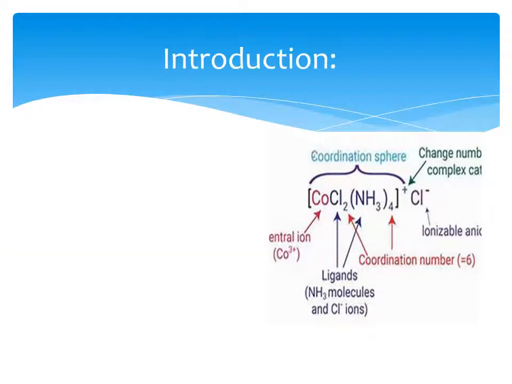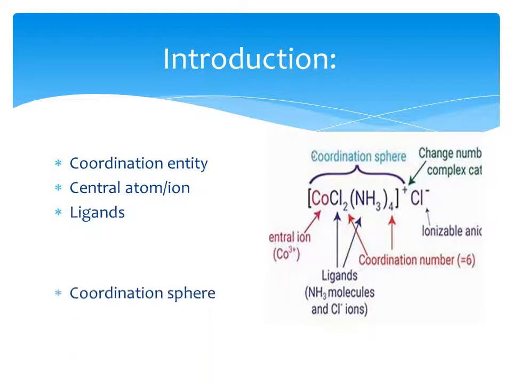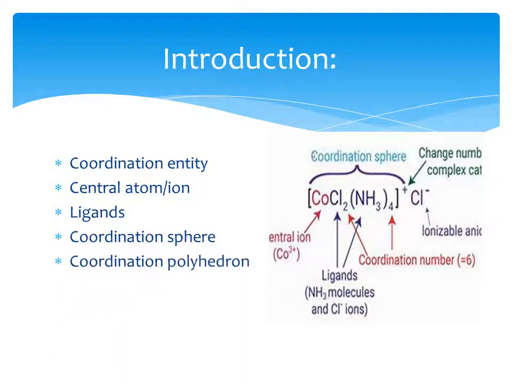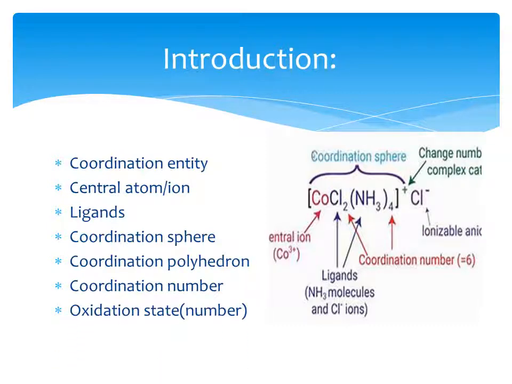In this we are going to learn what is meant by coordination entity, central atom or central ion, ligands, coordination sphere, coordination polyhedron, coordination number, and oxidation state or oxidation number. These are the common terms which repeatedly come under this unit. Let's learn the definition of these and the detail behind them.